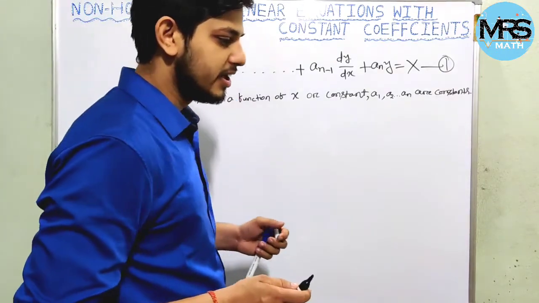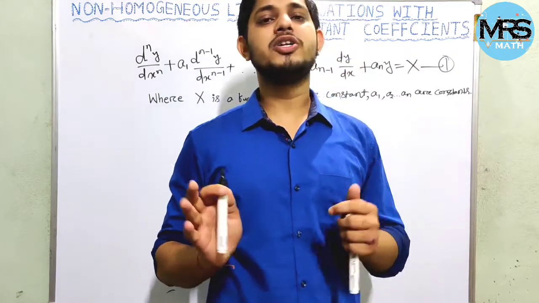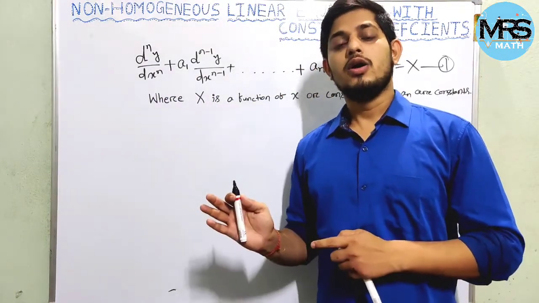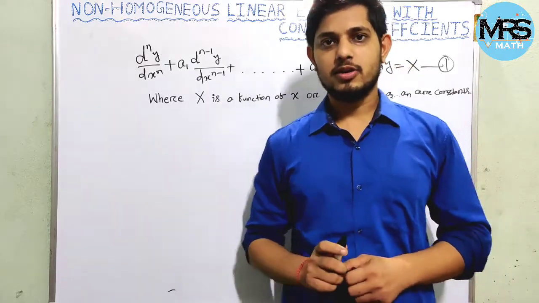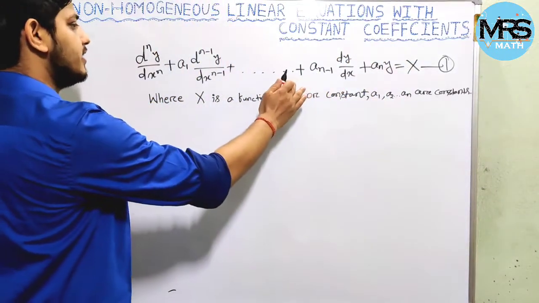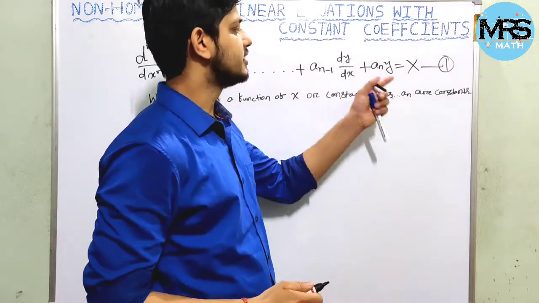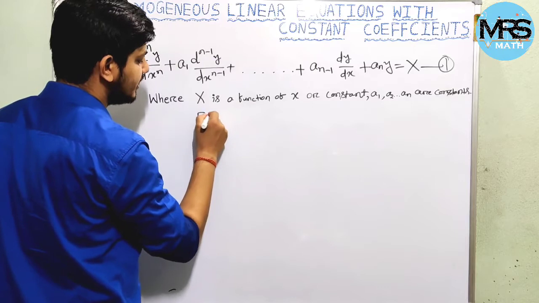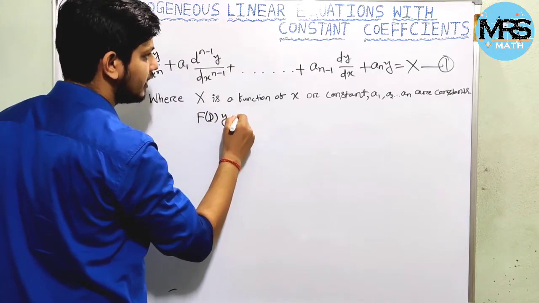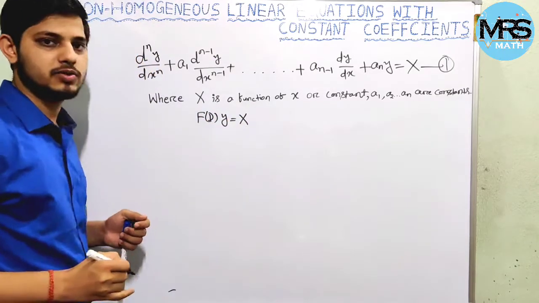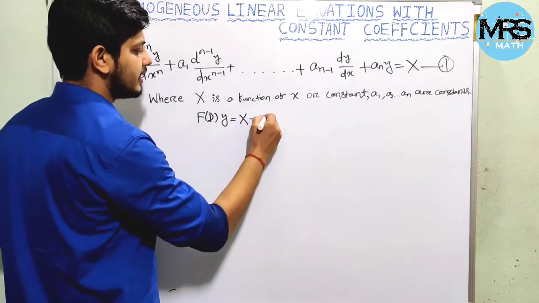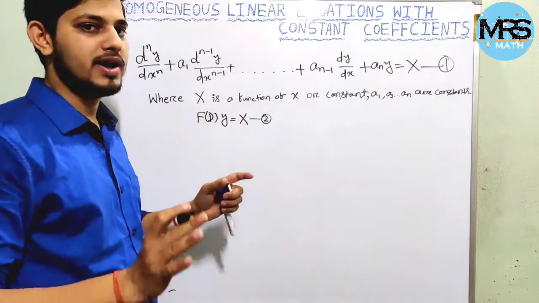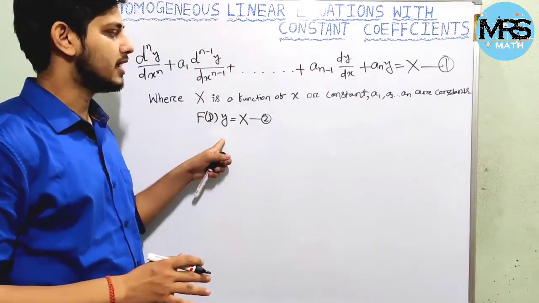So many methods are there to solve this type of non-homogeneous linear equation with constant coefficients. Today we'll discuss the operator method. If we write it in operator form, equation 1 can be written as f of D into y equals capital X. Take this as equation 2. Equation 1 and equation 2 are the same, just written symbolically.